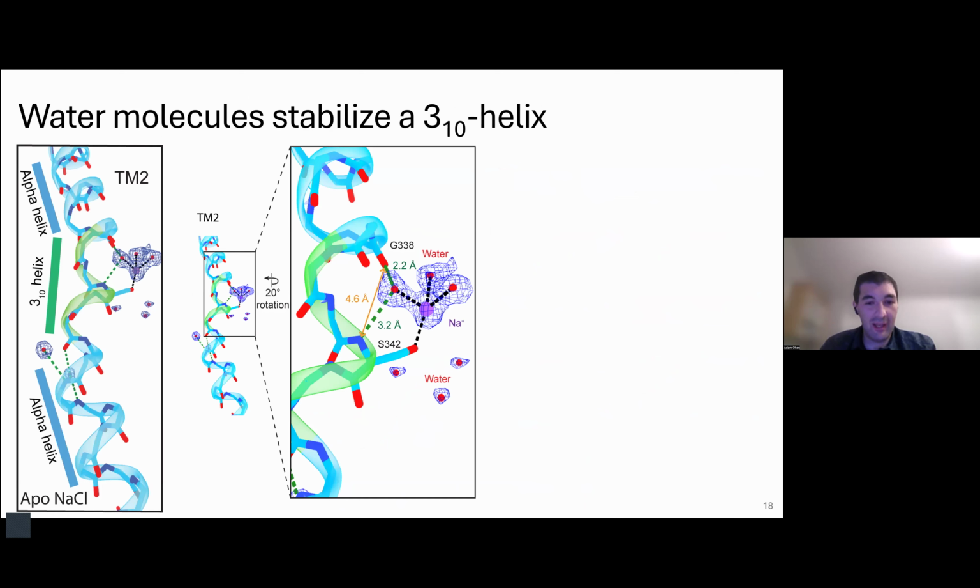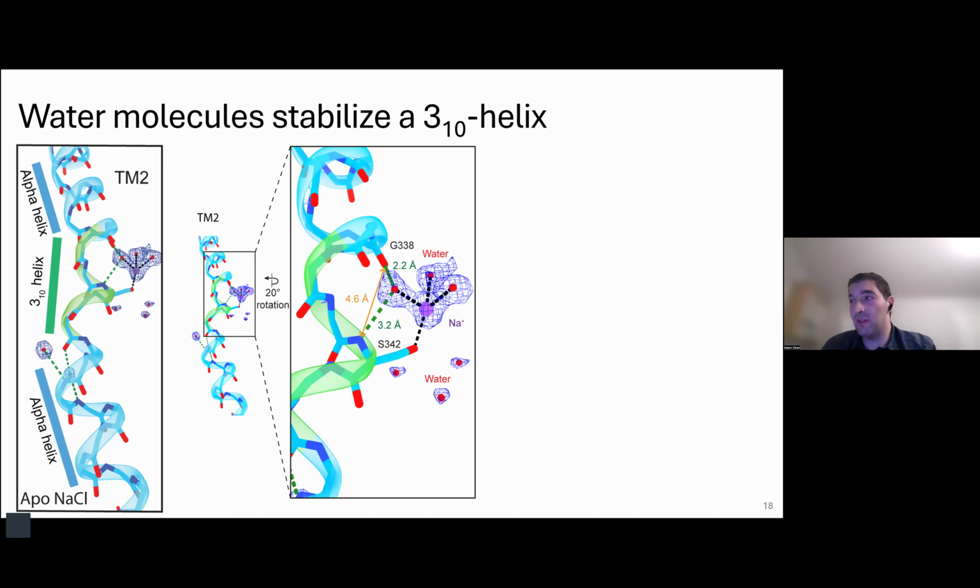We see that the standard N to N+4 hydrogen bonding pattern between glycine 338 and serine 342 is 4.6 angstroms, which is too far to form a hydrogen bond. And this is actually replaced by interactions with a water molecule, and that very water molecule is also coordinated to the sodium ion. And this water-mediated kink results in the initiation of a short 3-10 helix.